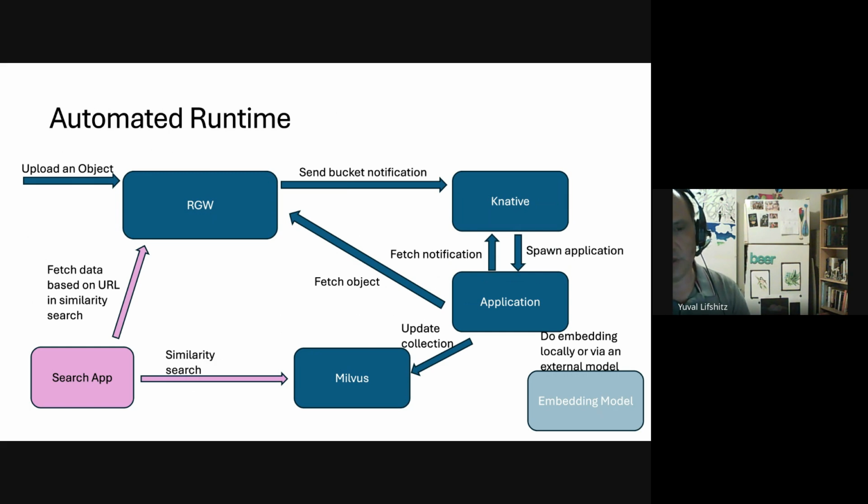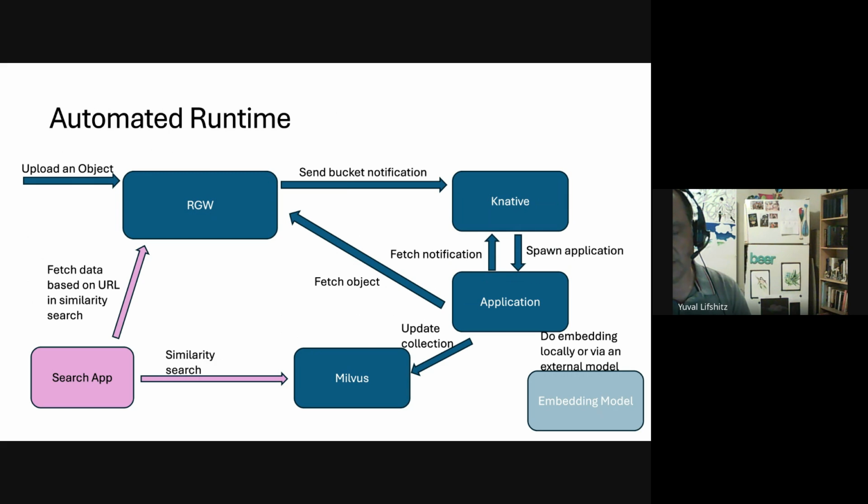And this application is subscribed to the channel that we defined before, and it's going to get the notification sent from the RGW from the channel. The notification has all the information about what changed, what kind of information was uploaded to the RGW, but not the information itself, only the metadata about this uploading of the object. It's going to fetch the object from the RGW, and then it's going to do the embedding.